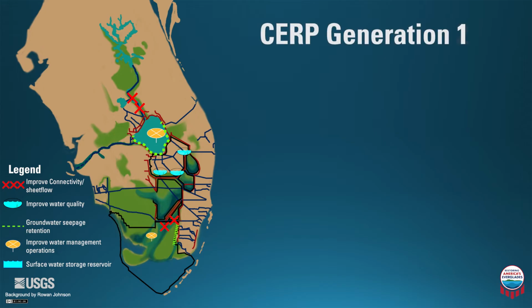The Comprehensive Everglades Restoration Plan Generation 1. The Comprehensive Everglades Restoration Plan, or CERP, was authorized in the Water Resource Development Act of 2000. The first two CERP projects were authorized in the Water Resources Development Act of 2007.